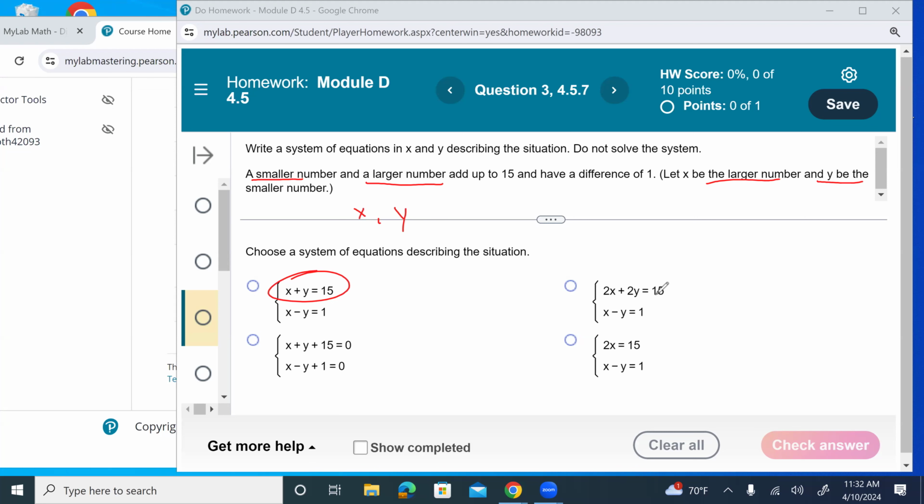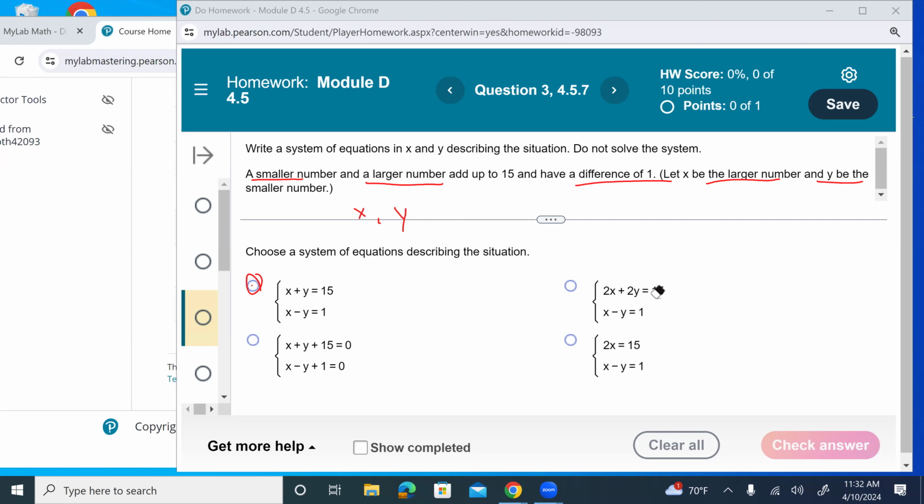And then they have a difference of 1. What does difference mean? Subtract. I would subtract the bigger one, take away the littler one. What would that look like in an equation? X is the bigger one. X minus Y has to equal 1. Okay, so there's my answer, that one right there, right? I think that's all that it's asking you to do here.